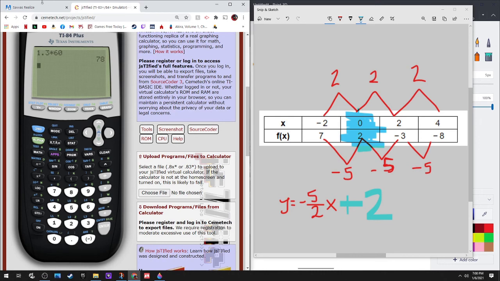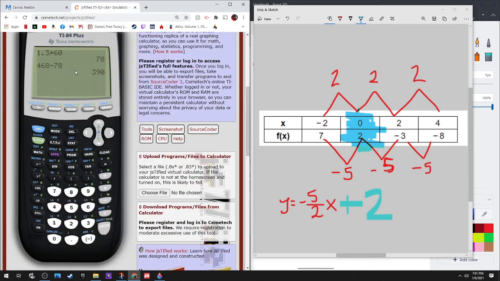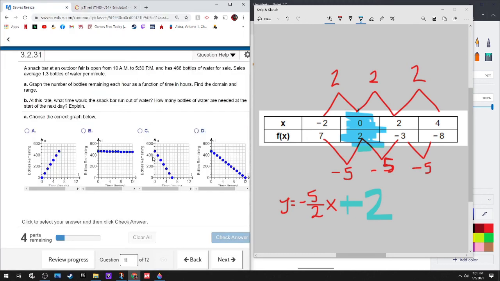So if we start with 468 bottles, how many do we have after the first hour? 390. So if I'm starting out at 468, that's not this one. It's going to be one of these two. And after 1 hour, we're down to 390. So after 1 hour, we should be around 400. So that tells me this is going to be our graph.